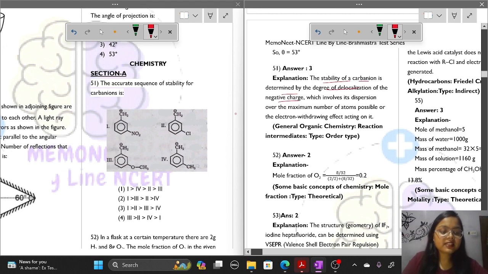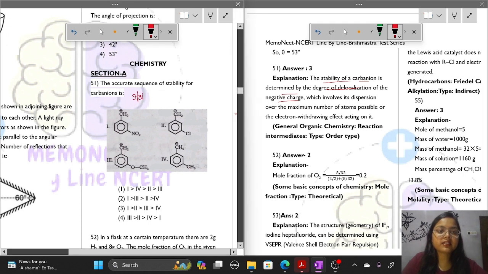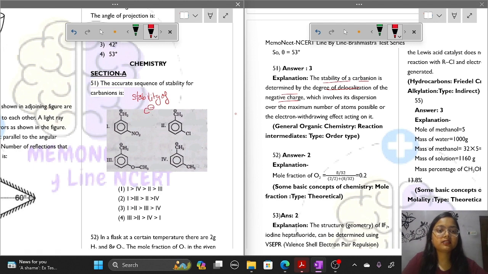Which means that the stability of a carbanion is directly proportional to the electron withdrawing group. If any electron withdrawing group is present, then the stability of the carbanion will increase, and if any electron donating group is present, the stability of the carbanion will decrease. So electron withdrawing group is directly proportional to stability of the carbanion, and electron donating group is inversely proportional to it. So let's see, these are the four options given here.